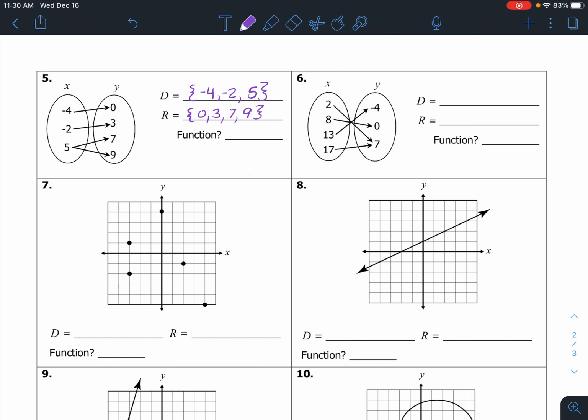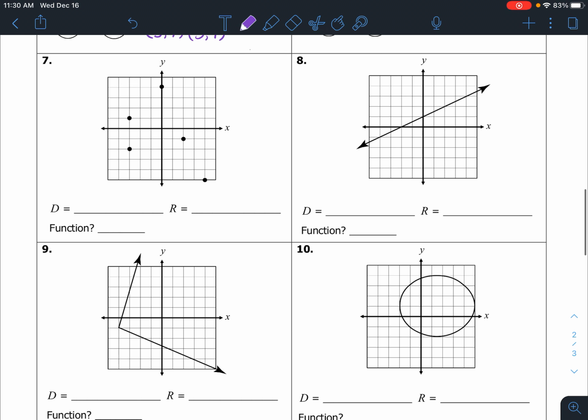Is this a function? Well, if you look at the mapping, you have an x value that goes to two y values. So technically here you have the points 5, 7 and 5, 9. So my x value repeats. So no, that is not a function.